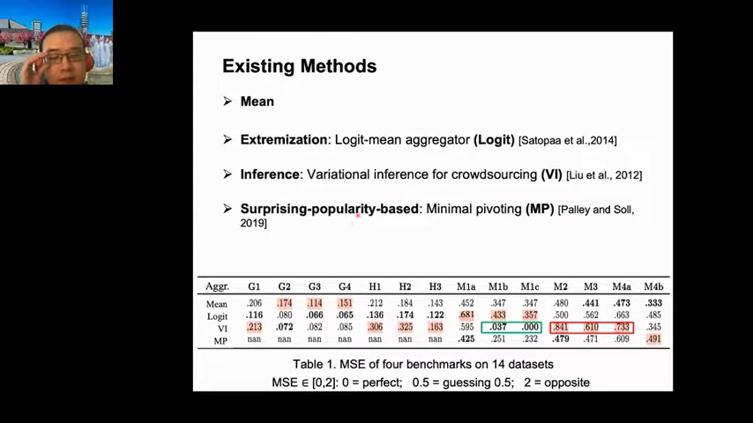Now let's first see the performance of these benchmarks. This table shows the mean squared error of benchmarks on 14 datasets. Red marks the worst one among the 4, and bold marks the best among the 4. We can see that each benchmark performs quite well on some datasets, but very badly on others. There's no one-for-all method. This also reveals the difficulty of forecasting aggregation without ground truth. If we look at the performance of this variational-based method, it has almost perfect prediction on these 2 datasets, but is worse than random guess on these 3 other datasets.